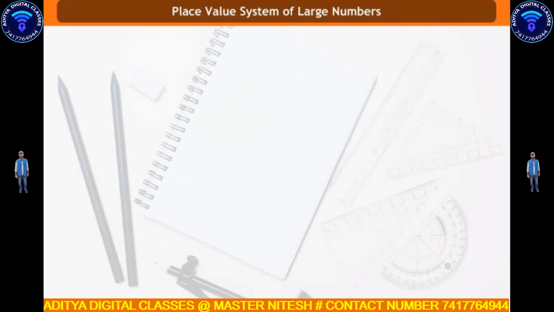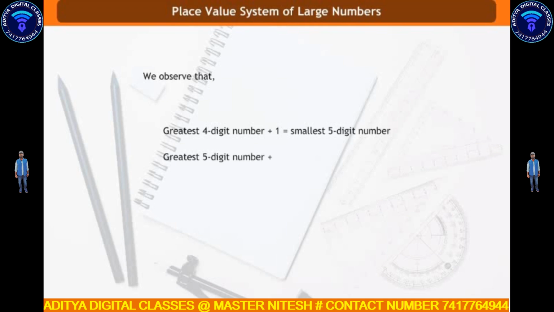We observe that greatest 4-digit number plus 1 is equal to smallest 5-digit number. Greatest 5-digit number plus 1 is equal to smallest 6-digit number. Greatest 6-digit number plus 1 is equal to smallest 7-digit number.